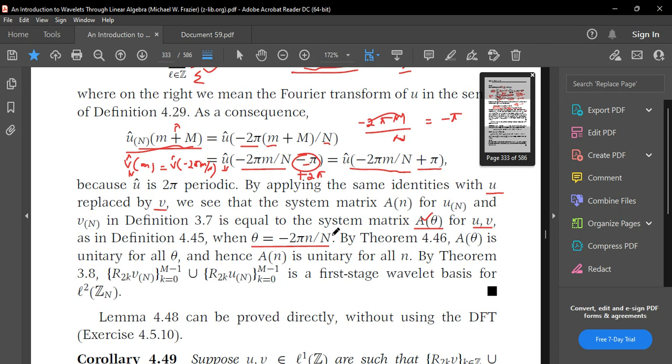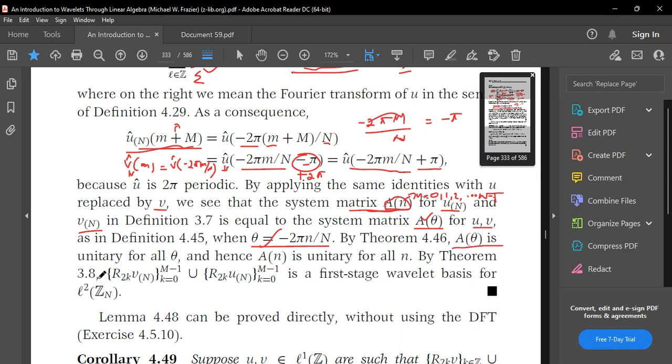Now we consider the system matrix A of n, built from un and vn. If theta is equal to minus 2 pi n by N, we will get all the n indices, from n equal to 0, 1, 2, 3, etc. up to N minus 1, by this relation. For these n also, the system matrix A of n will be unitary.